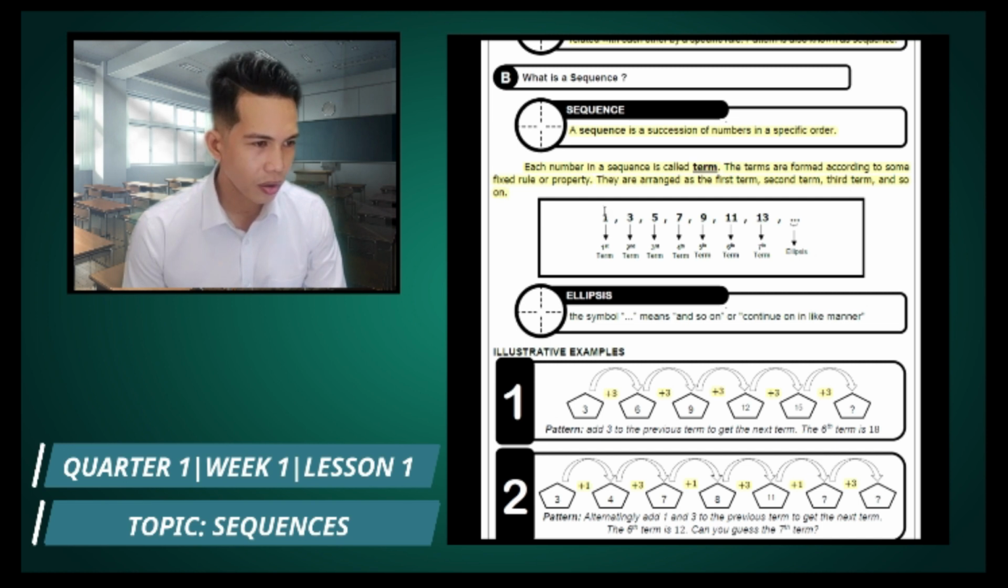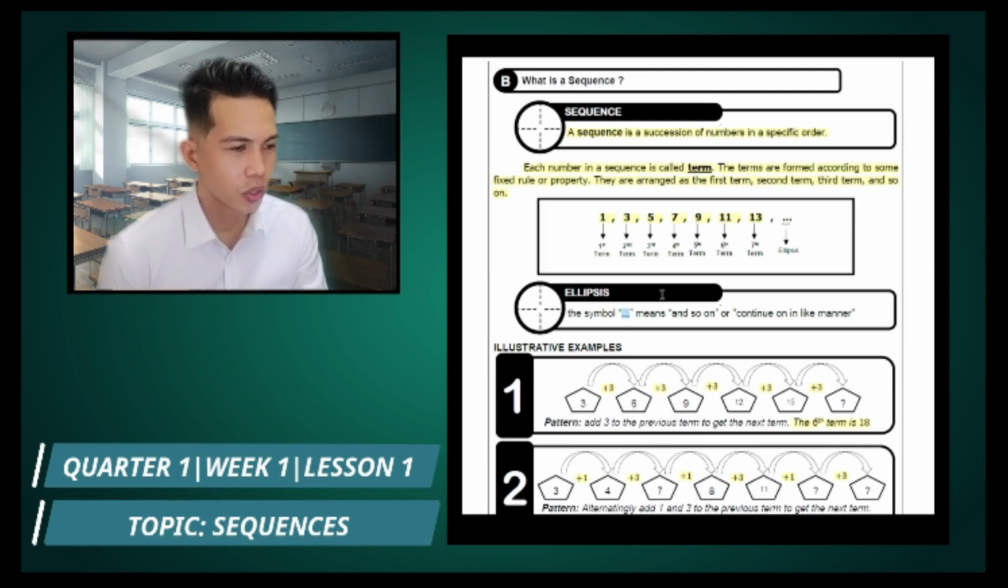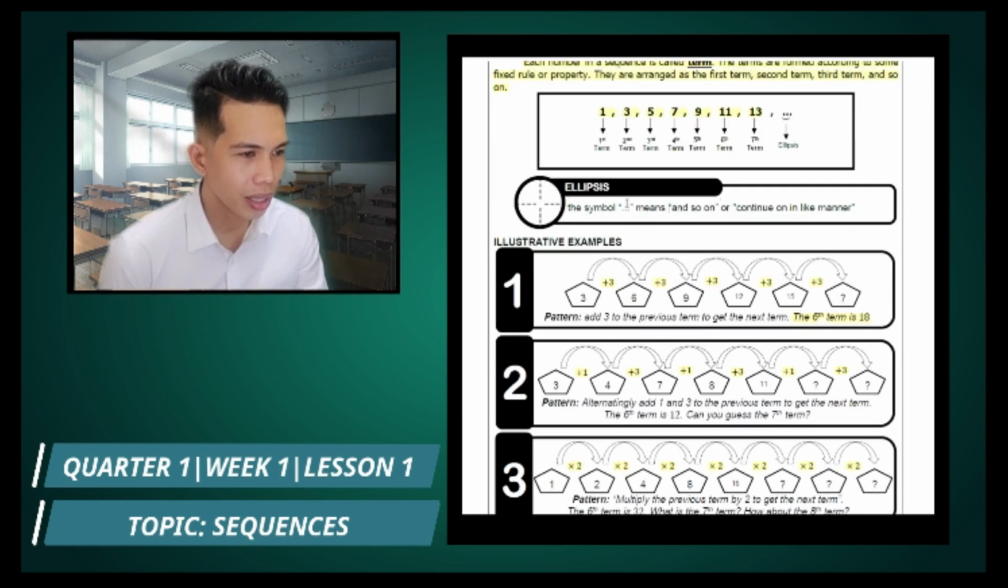So just like on our example, number 1 is our first term. Number 3 is our second term. Number 5 is our third. 7, 4, 9 is fifth. 11, 6, 13 is the seventh term. And then we have this ellipsis, 3 dots. So here is the definition of ellipsis. The symbol of 3 dots means and so on or continue on like manner.